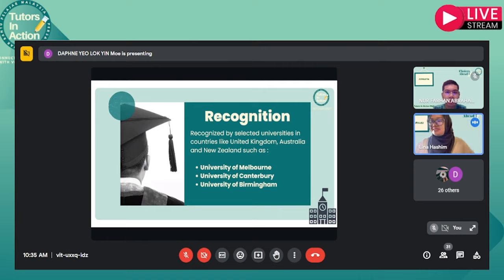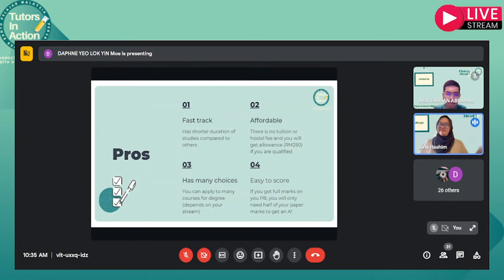So the pros of matriculation is that the very first thing you can realize is it's a very fast track. It has a really short duration of studies compared to SPM, compared to STPM, and compared to foundation and also diploma. So that's why, kalau you want a very fast option, you can go for matriculation. Second is it is affordable because there is no tuition or hostel fee and you really pay only for what you need. So you can go for matriculation sebab sangat-sangat murah for the yuran.